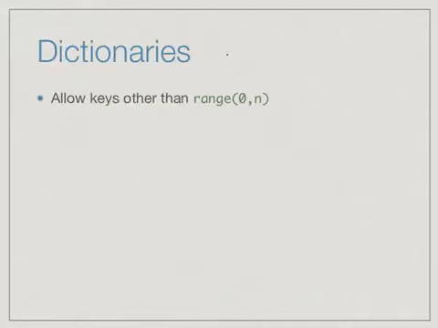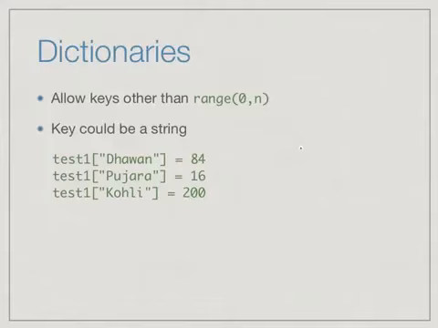We can generalize this concept by allowing keys from a different set of things other than just the range of values from 0 to n minus 1. The key, for instance, could be a string. So we might want a list in which we index the values by the name of a player. For instance, we might keep track of the scores in a test match by saying that for each player's name, what is the value associated. So Dhawan's score is 84, Pujara's score is 16, Kohli's score is 200. We store these all in a more generic list where the values are not indexed by position but by some more abstract key, in this case the name of the player.